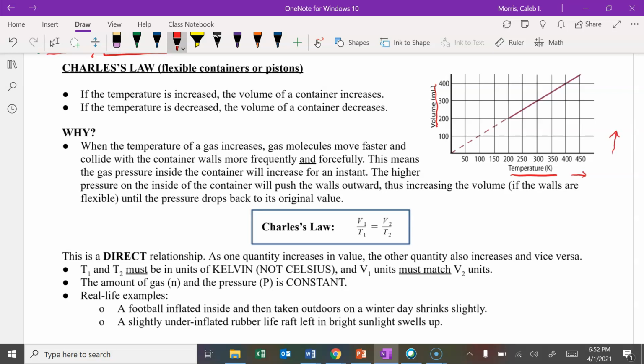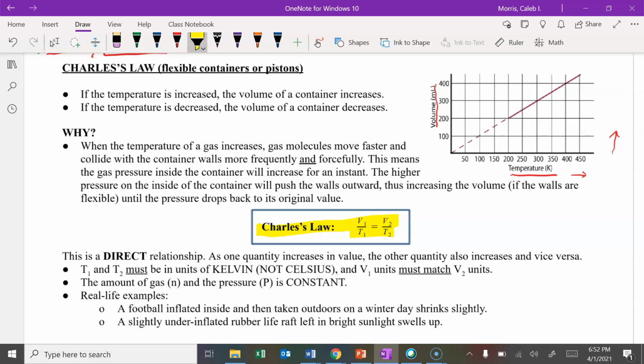This is why. When the temperature of a gas increases, the gas molecules move faster, they collide with the container walls more frequently and forcefully, and that really causes the internal pressure to increase. But because the container is flexible, that pressure on the inside pushes out on the walls of the container, and it increases the volume. This is if pressure is constant, but temperature changes, and volume is allowed to change because it's a stretchy or flexible container. This is called Charles's law. It's V1 over T1 equals V2 over T2.